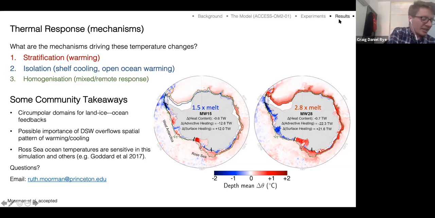So I think this work is really cool, and it really highlights the importance of small-scale features. I should know the answer to this question, but do you know anyone who's doing fully coupled higher resolution experiments like this? And are you continuing this kind of work in your PhD?